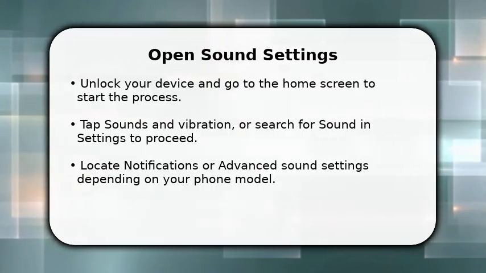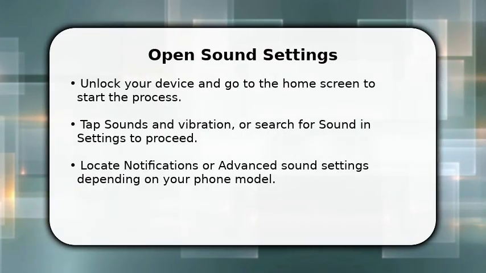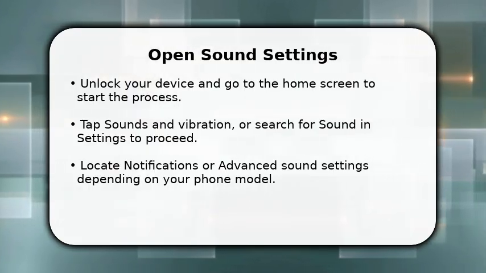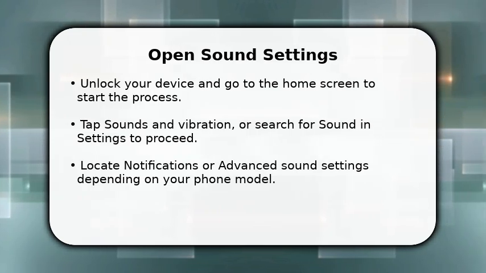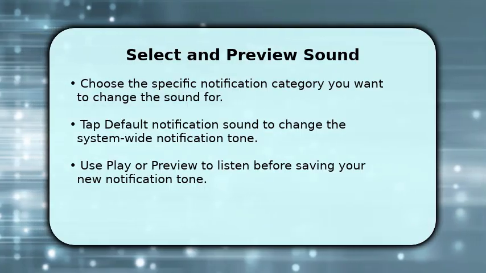We will choose a specific notification category to change the sound now. If you want system-wide change, select Default Notification Sound instead. Make sure Do Not Disturb is off so you can hear test playback. Choose the specific notification category you want to change the sound for.